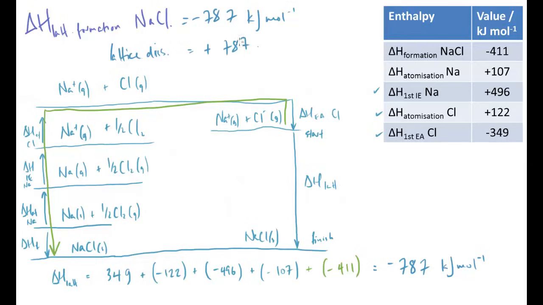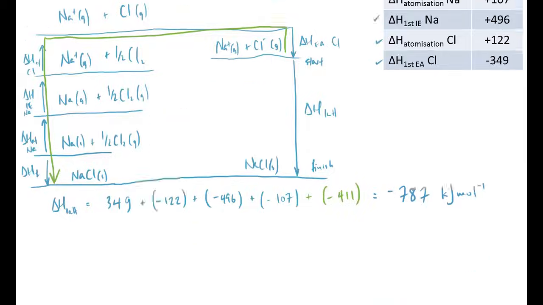This one, we found the lattice formation here. We could have easily converted that to lattice dissociation by switching that sign round. It all depends what you're being asked to calculate, so pay attention to the questions. Let's do one more example of this, just to give you an idea of how they work. This time we'll do the lattice dissociation, but of magnesium chloride.